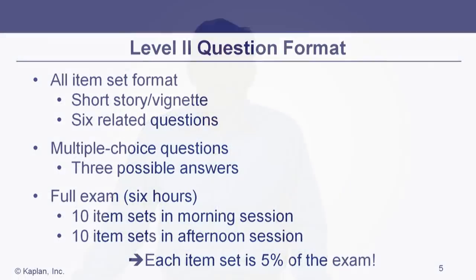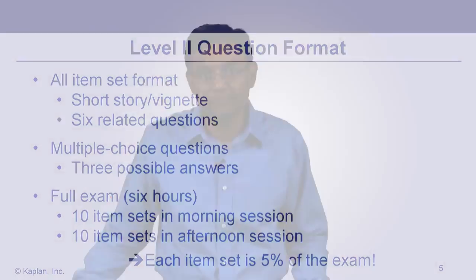At Level 2, the exam is going to be organized in the form of item sets. Each item set is simply a set of 6 related questions, and these 6 related questions are preceded by a short story, a vignette, or an essay. This short story or vignette is about a page and a half that gives you information that you need to answer the 6 questions that follow.